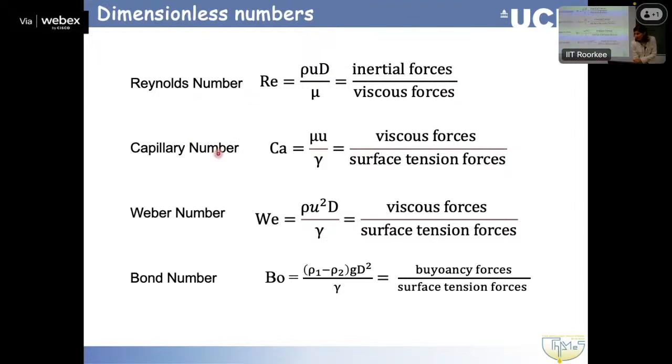A very important number is this capillary number, yeah? Which is the viscous over the surface tension or interfacial tension forces, surface forces in general. The bond number, we just saw it before. Yeah, I mentioned it here. It's the effect of gravity effectively over the surface tension forces.